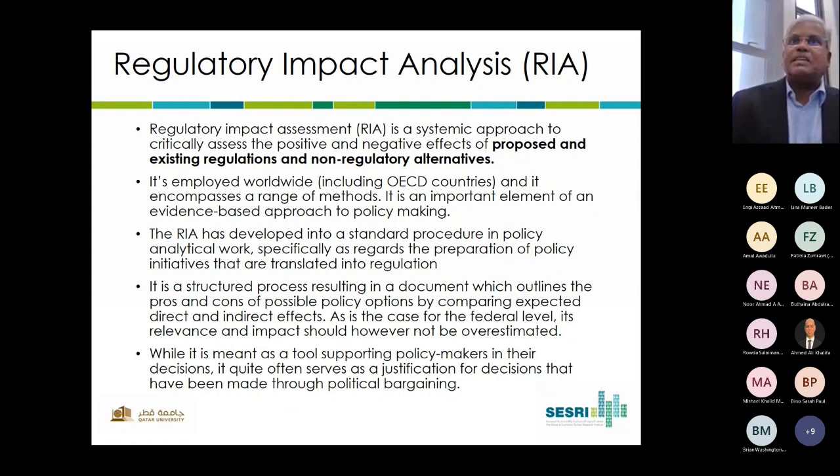RIA is a structured process resulting in a document which outlines pros and cons of possible policy options by comparing the expected direct and indirect effects. As is the case for the federal level, its relevance and impact should, however, not be overestimated. But there are federal regulations and there are also regional state level regulations. So one has to evaluate; there are certain laws which are federal, and there are certain laws which are at the state level. So regulatory impact analysis is important in implementing law at the federal level or at the state level. Their relevance and impact should not be overestimated or underestimated.